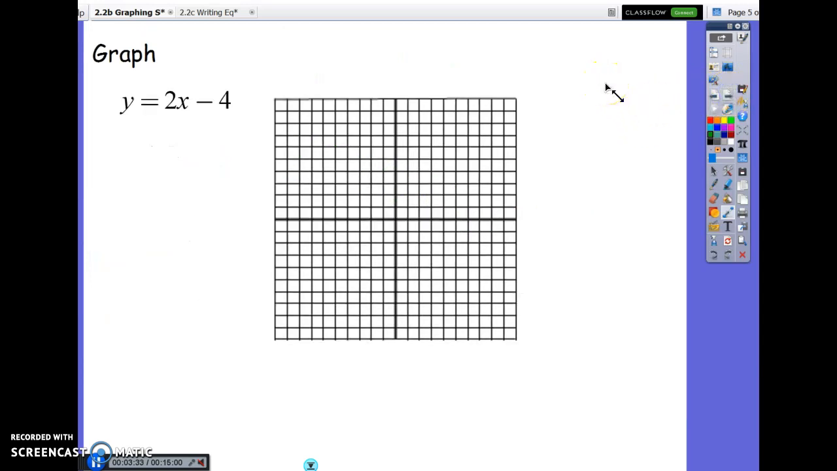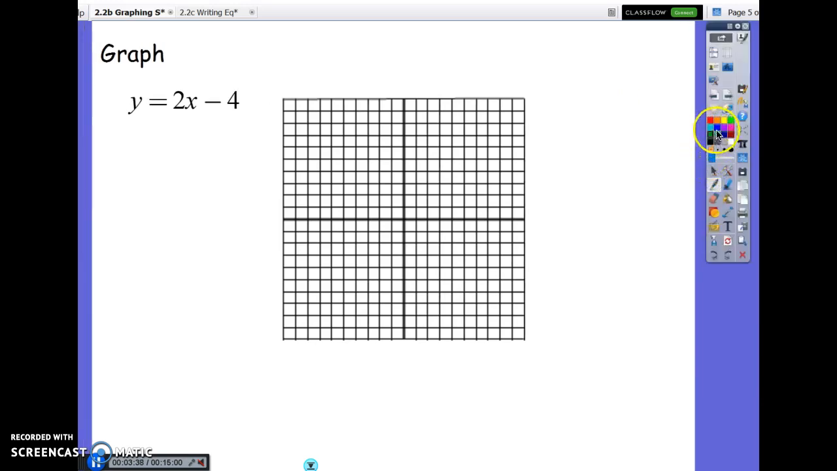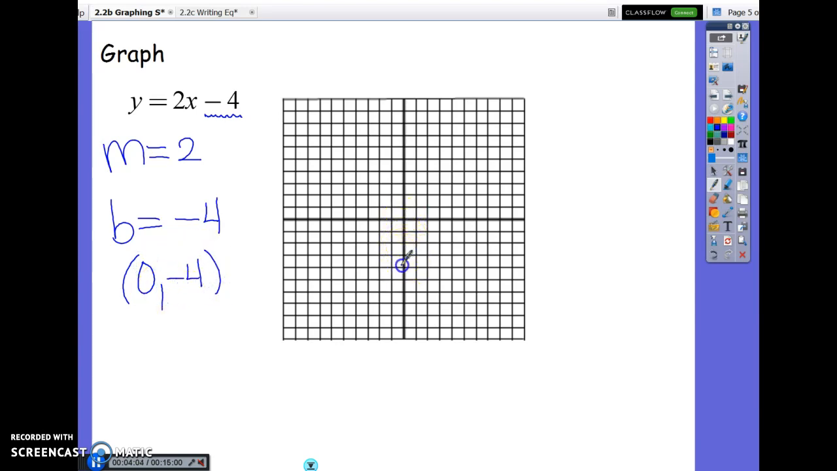Let's look at another one. y equals 2x minus 4. So we are going through the same process. We're going to find our slope. Well, 2 times x, m is equal to 2. Notice how for our b, this time we are subtracting 4. Since we are subtracting 4, our y-intercept is going to be negative 4. Well, now that we have that information, we know a point on this graph is the point (0, negative 4). So let's graph that. (0, negative 4).